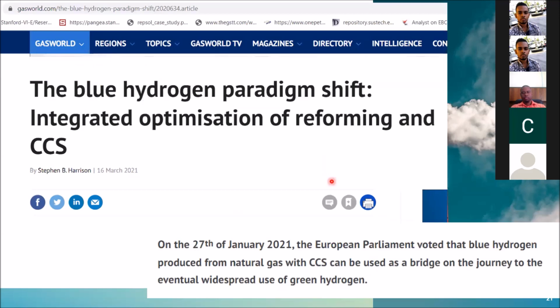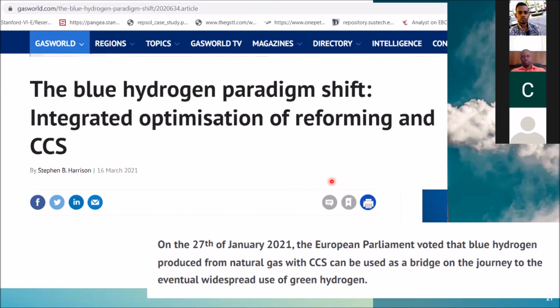In the production of hydrogen, which is one of the hot topics these days in terms of energy, if we want to create hydrogen as a fuel and use methane as the main product, then we can combine that with carbon capture and storage to produce blue hydrogen. As recently as this year, the European Parliament voted that blue hydrogen should be produced from natural gas using CCS as a bridge, so that whenever renewable energy technology becomes cheaper, we can move towards green hydrogen instead.